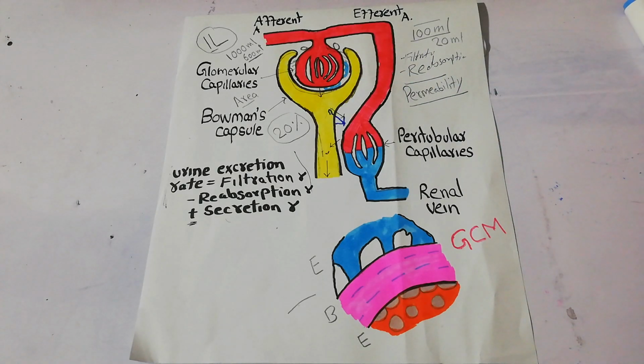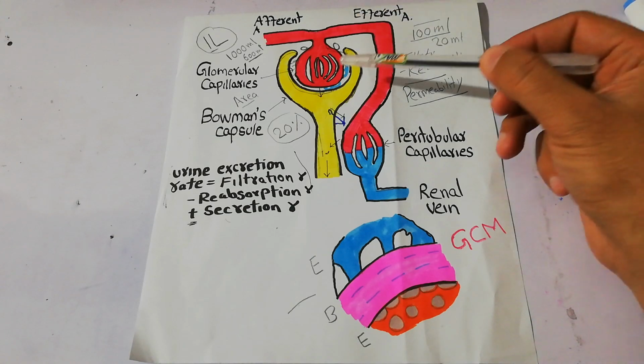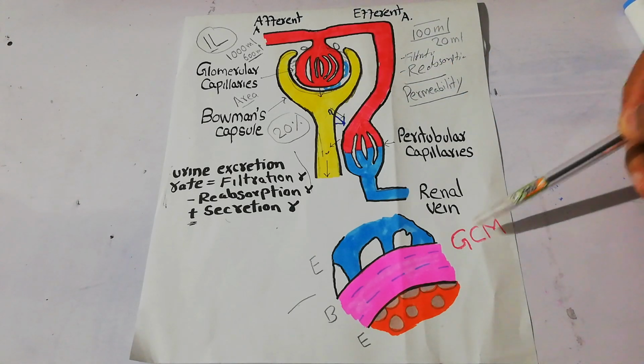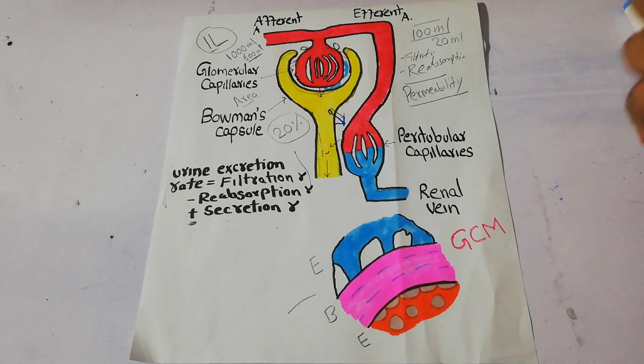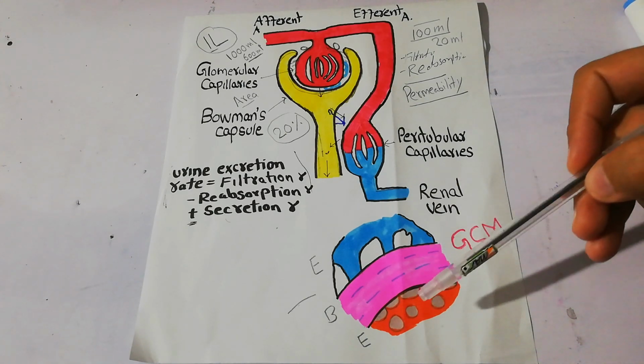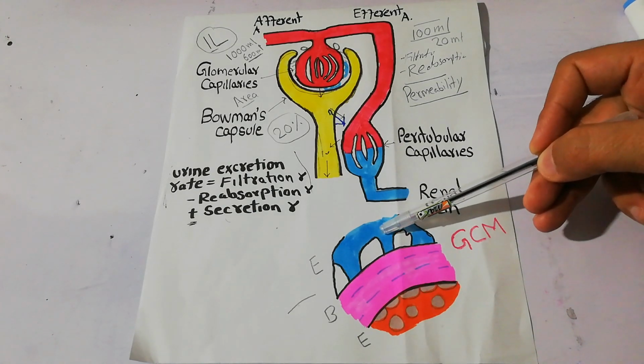So, we have discussed different steps about the filtration process. Now it's time to discuss the glomerular capillary membrane. The glomerular capillary membrane has some characteristics which have effects on the filtration of water, solutes and proteins. So there are basically three important layers in the GCM. First is the endothelium, then the basement membrane, and finally the epithelium.